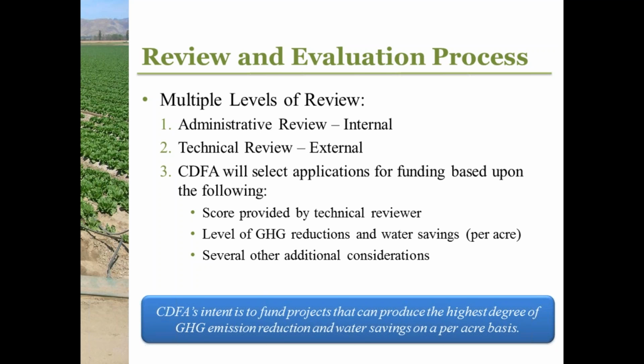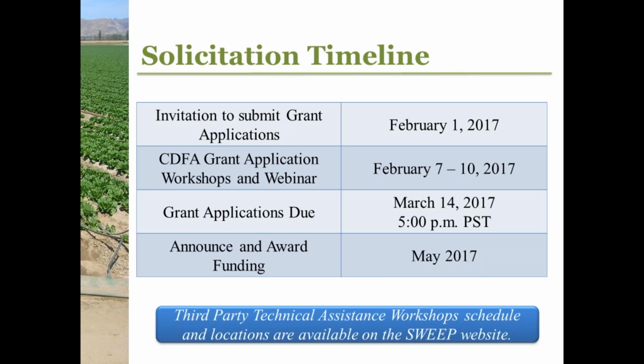CDFA will select applications for funding based on the following criteria. One is the score assigned by the technical reviewers, the level of greenhouse gas reduction and water savings per acre, and then there are a few additional considerations CDFA takes into account, which we'll go over a little bit later. Again, I wanted to point out there is no minimum threshold for the level of greenhouse gas savings or water savings per project, but applications will be ranked with those considerations.